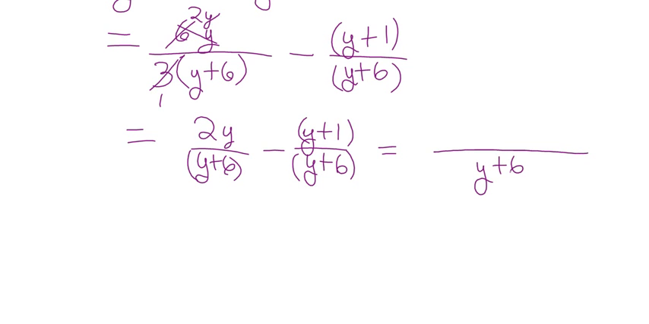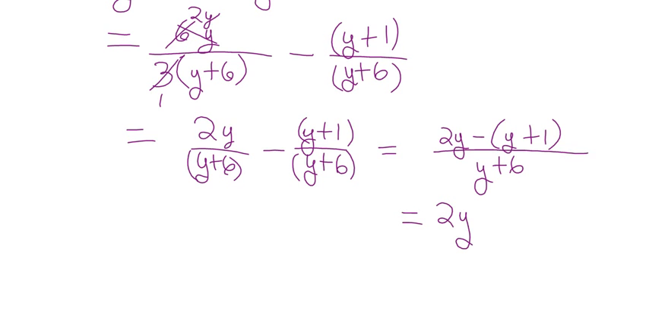Y plus 6. Do I need more than one of them? No, just one, right? Because it handles both. Giving me 2y minus, and don't forget the brackets. This is where they get forgotten and things go really bad. Okay, it's a binomial. It's 2y minus (y plus 1).